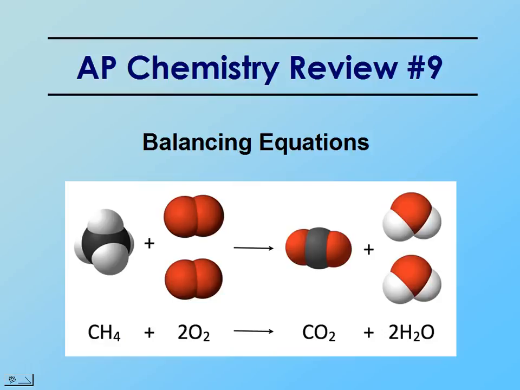AP Review 9 is dealing with balancing equations. We did quite a lot of this in Chem 1. So you see here methane and 2 oxygens makes a CO2 and 2 H2Os. Conservation of mass is obtained. 1 carbon, 4 oxygens, 4 hydrogens are present on both sides of the equation. Reactants on the left, products on the right.